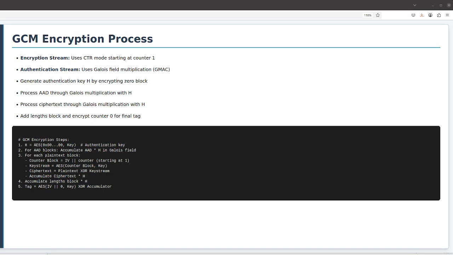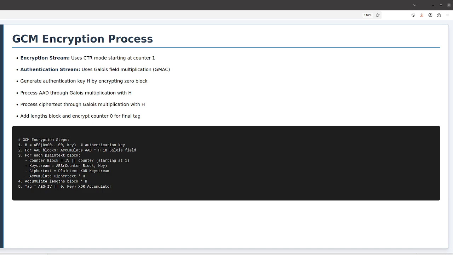Next, you process the additional authenticated data if there is any. You break the AAD into 128-bit blocks and multiply each block with H using Galois field multiplication, which is a special kind of multiplication used in cryptography. You accumulate these multiplications in what is called the authentication accumulator. Then you process the ciphertext in the same way. Each 128-bit block of ciphertext is multiplied with H and accumulated.